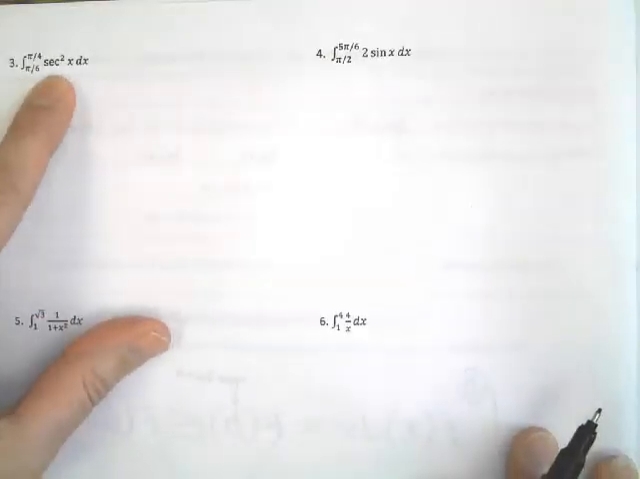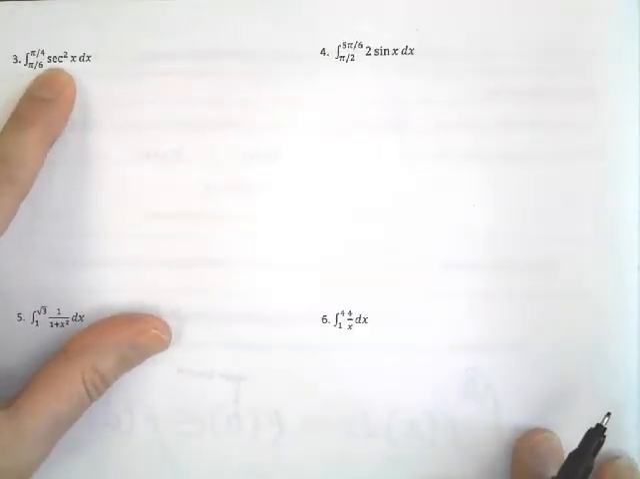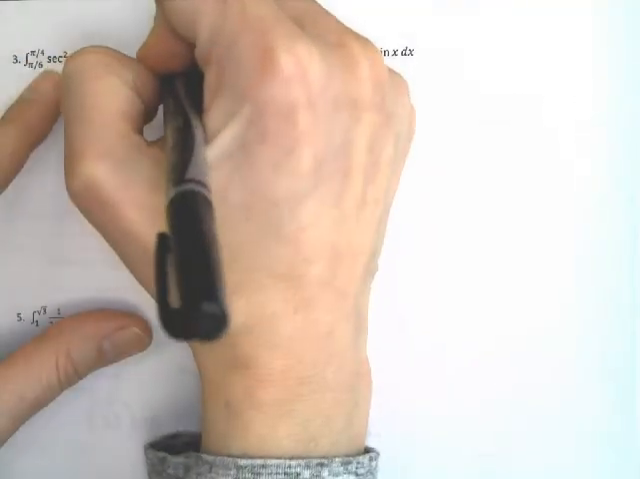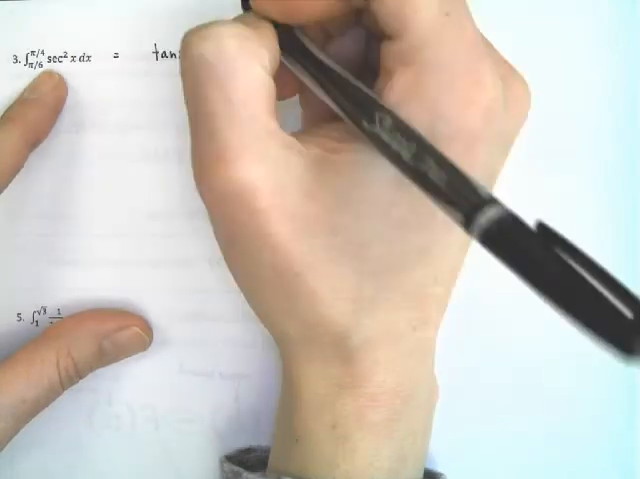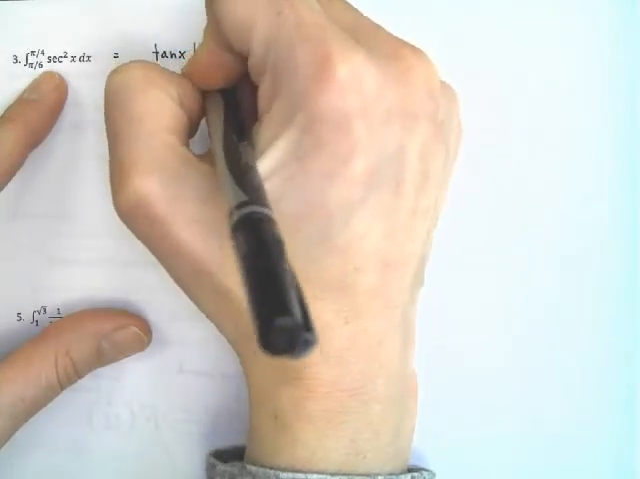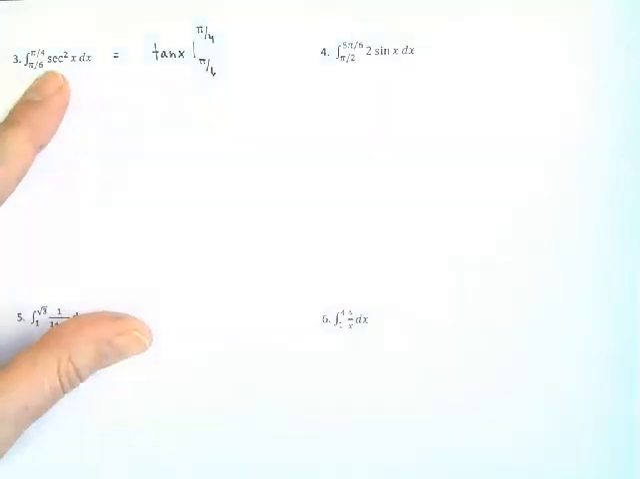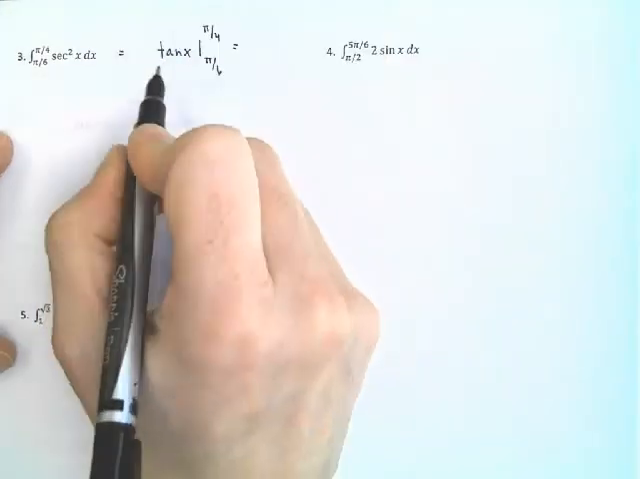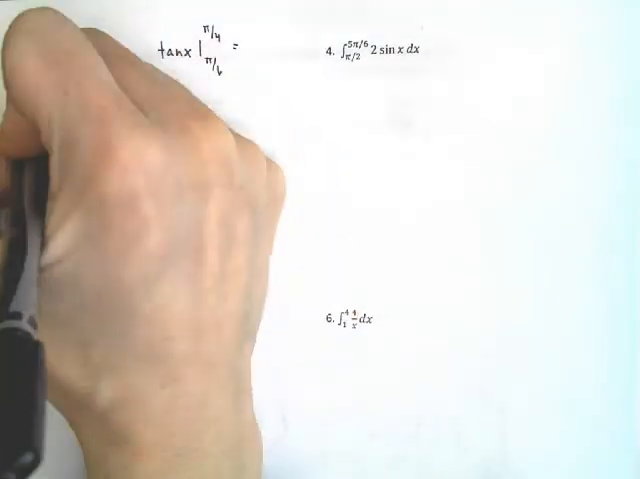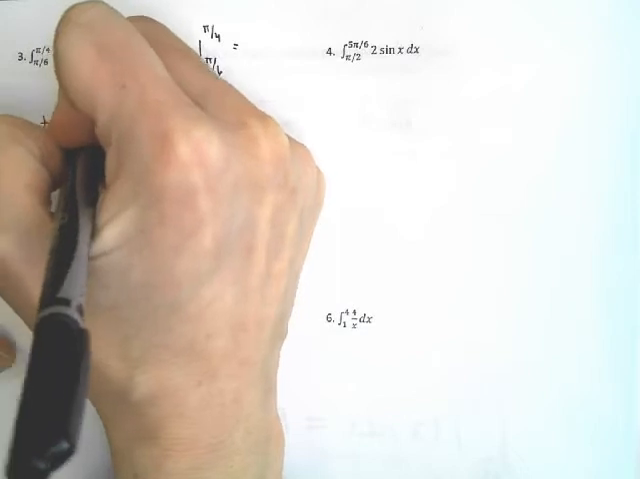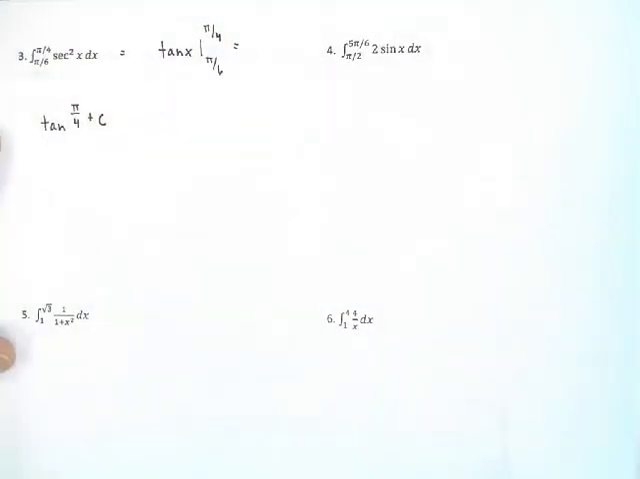All right. So for number 3, I need to find the antiderivative of secant squared of x. That's a nice simple one. I know that is tangent of x. And I'm going to evaluate that from pi over 6 to pi over 4. So what that tells me I need to do is evaluate it at my upper bound, tangent of pi over 4 plus c.